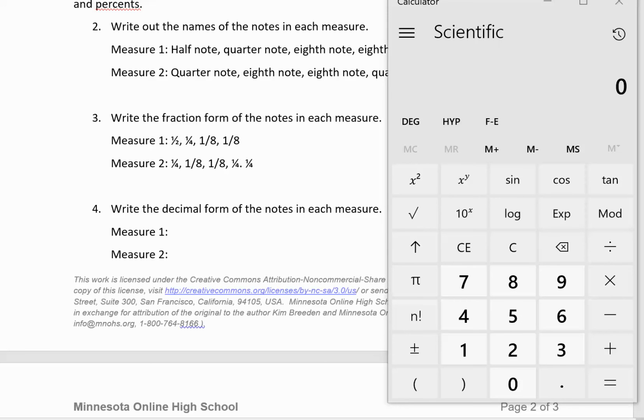In number 4, we want to convert those fractions into decimals. You might remember the decimal form of some of these fractions. If not, use your calculator. Remember, you can change from a fraction to a decimal by dividing. So 1/2 is 1 divided by 2. 1/4 is 1 divided by 4, 0.25. 1/8, 1 divided by 8, 0.125. And I have 2/8 notes.